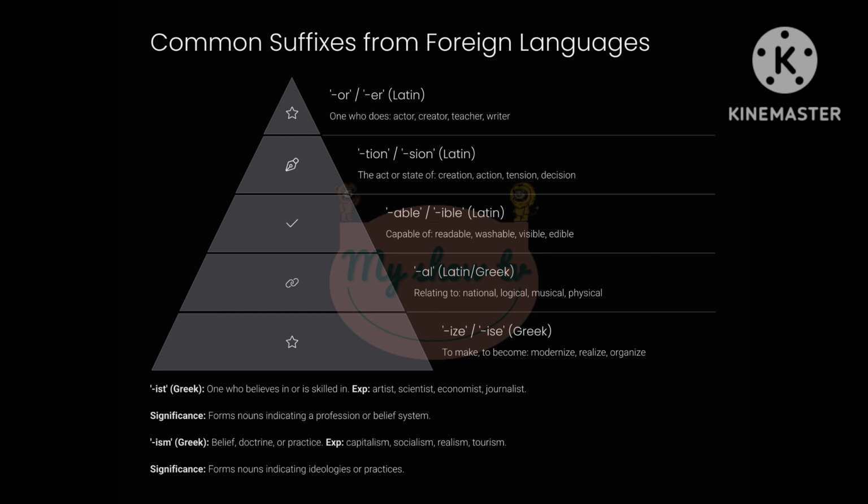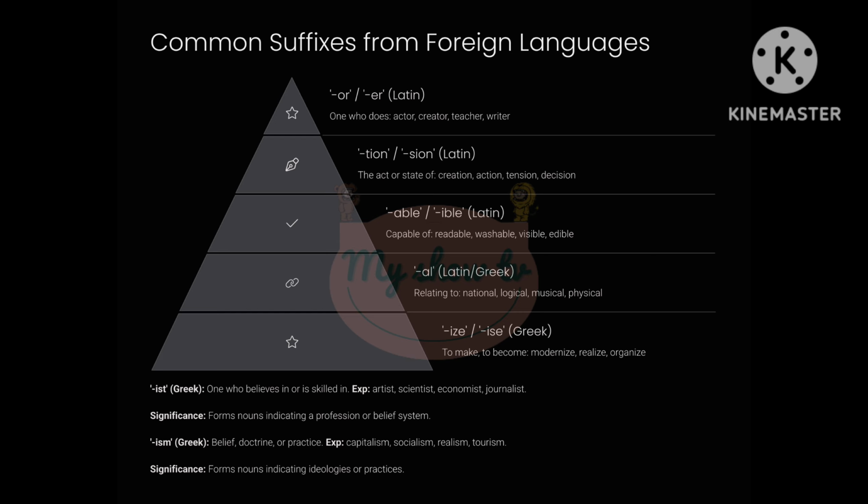2. -tion and -sion, Latin, typically indicate the act or state of. These suffixes form nouns that describe a process or a result. Examples: create plus -tion equals creation, the act of creating. Act plus -ion equals action, the act of doing. Tense plus -sion equals tension, the state of being stretched. Decide plus -sion equals decision, the act of deciding. Revise plus -sion equals revision, the act of revising.